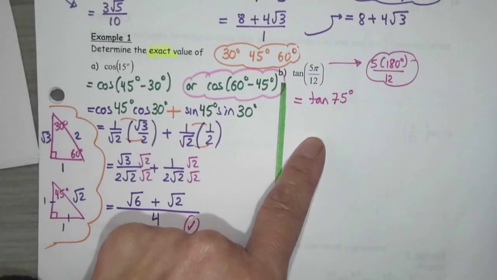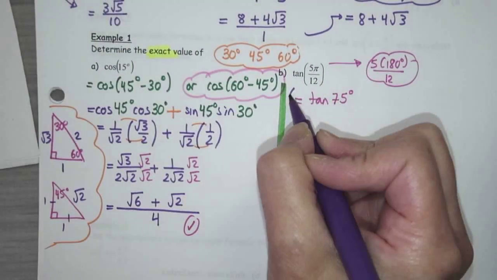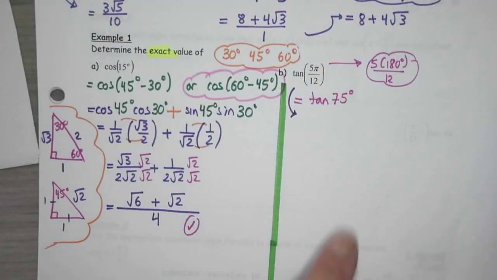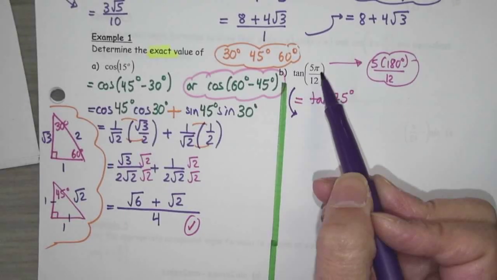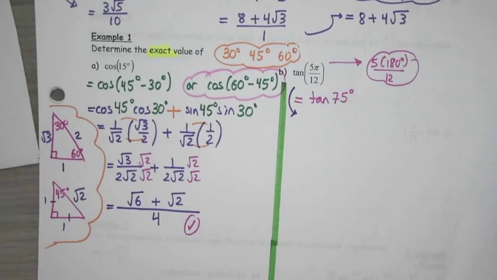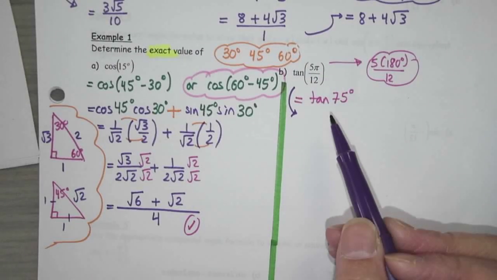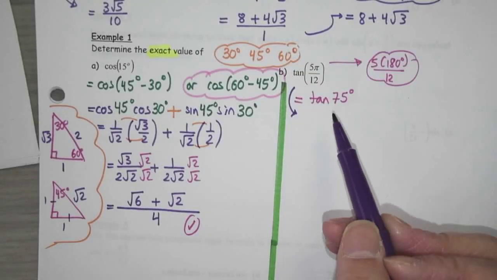You don't have to show me this. You do not have to show me this. You can go straight to, I want you to convert it back to radians. So usually when a teacher gives you something in radians, they want you to answer in radians. I don't mind if you do a conversion to degrees so you can picture better. You don't even have to show me that.